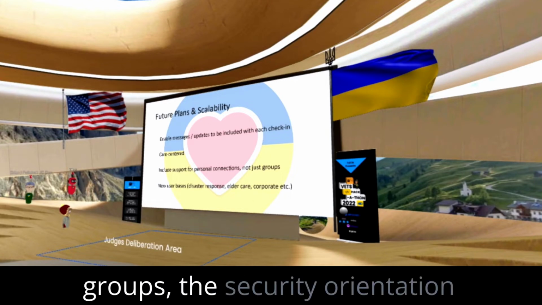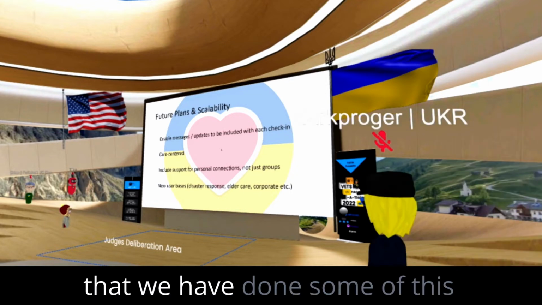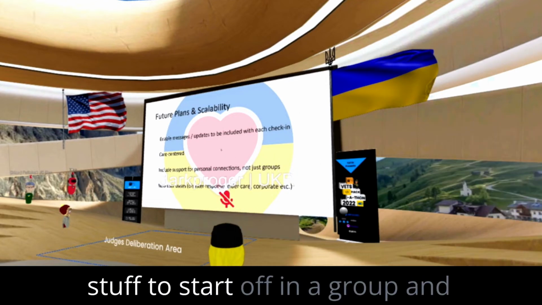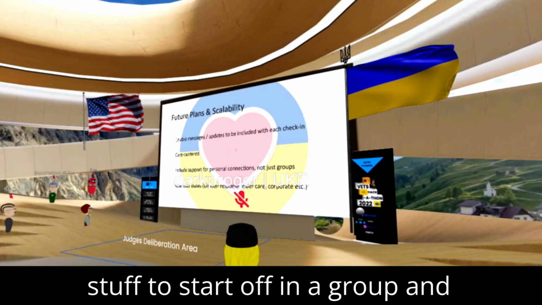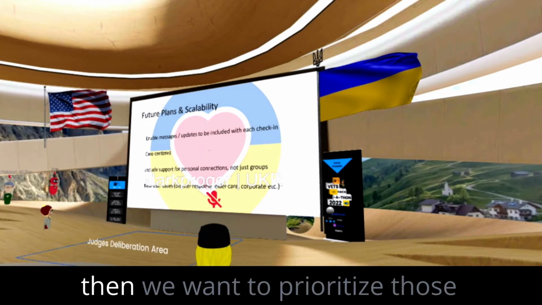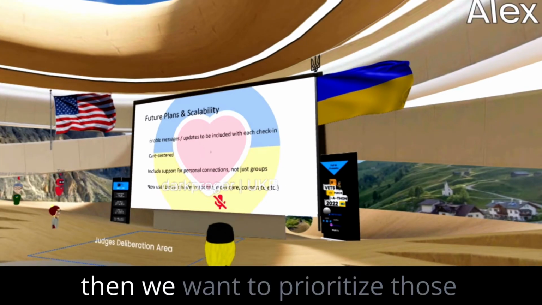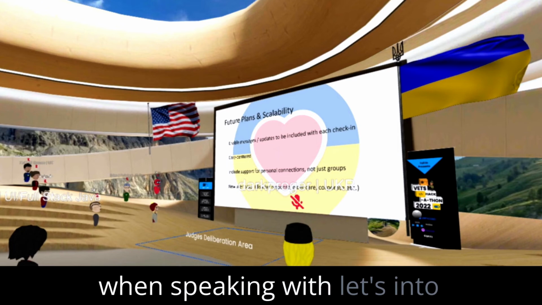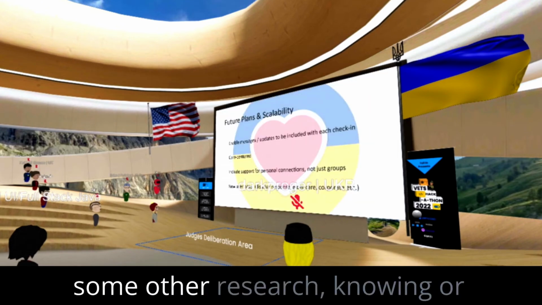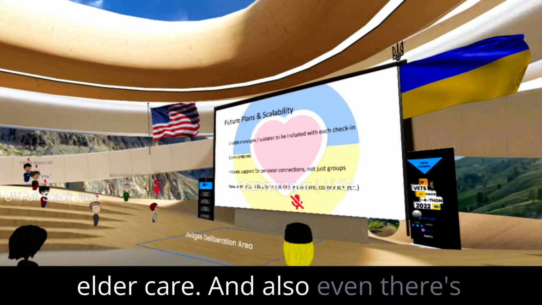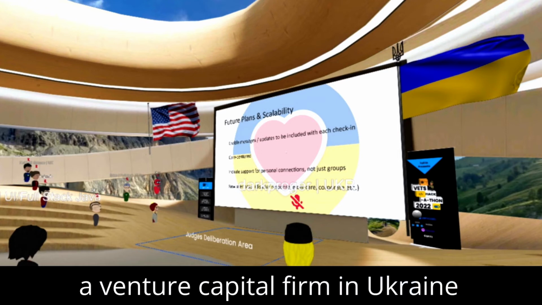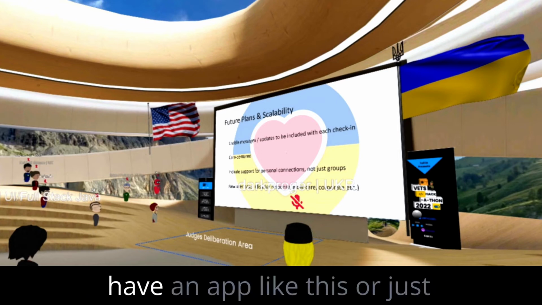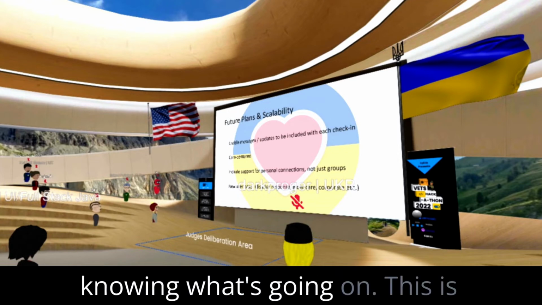Due to the security orientation that we have, we start off in a group, but there are ways to specialize how you relate. And then the implications are that this is not only out. We want to prioritize those in humanitarian areas, but also, when speaking with Vlad as well as looking into some other research, disaster response implications for earthquakes, for example, or elder care. Also, there's a venture capital firm in Ukraine that was interested in trying to have an app like this for just knowing what's going on with their employees.